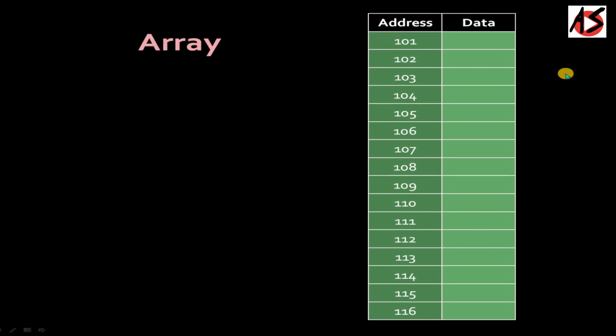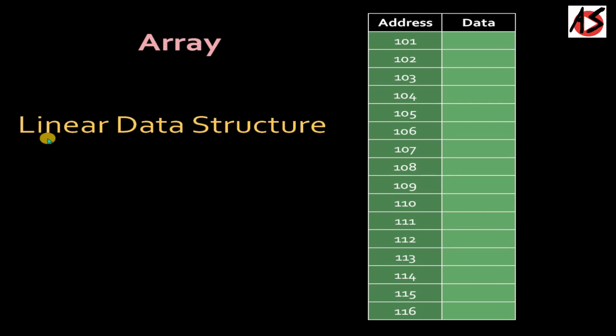Today we will see the array data structure. Array is a linear data structure. That means elements are stored in a line one by one. So in this video we will see array data structures with respect to memory.